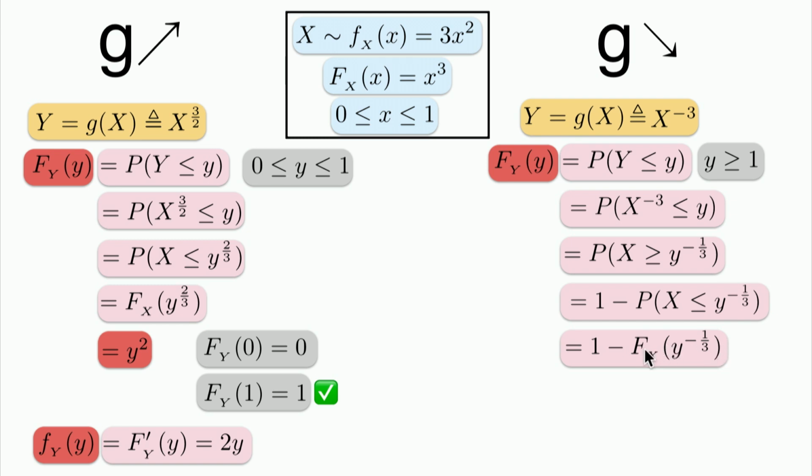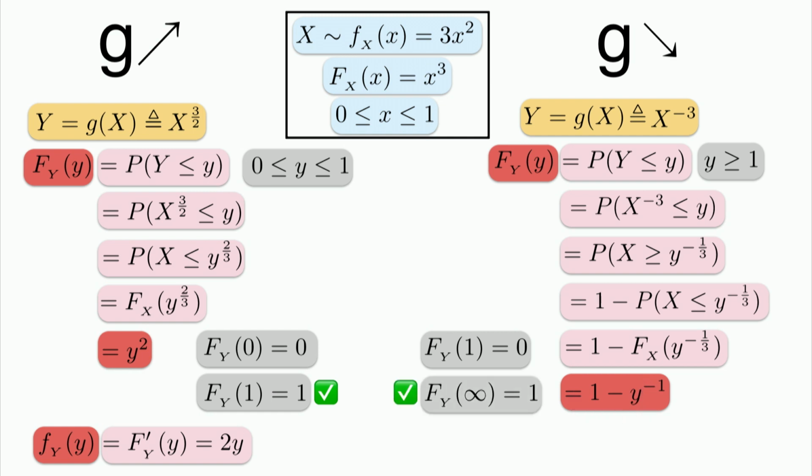But the CDF of X at any point, as we said before, is just that point cubed. So this is going to be 1 minus y to the -1. Okay. So we see that the CDF of Y is 1 minus 1 over y for all y bigger than or equal to 1. So let's see what it is at the very first point where Y can be, which is 1. We get 1 minus 1, which is 0. So F_Y of 1 is 0. And if we look at the last point where it can be, which is infinity, we get 1 minus 1 over infinity, which is 1. Okay, so again, that makes sense.